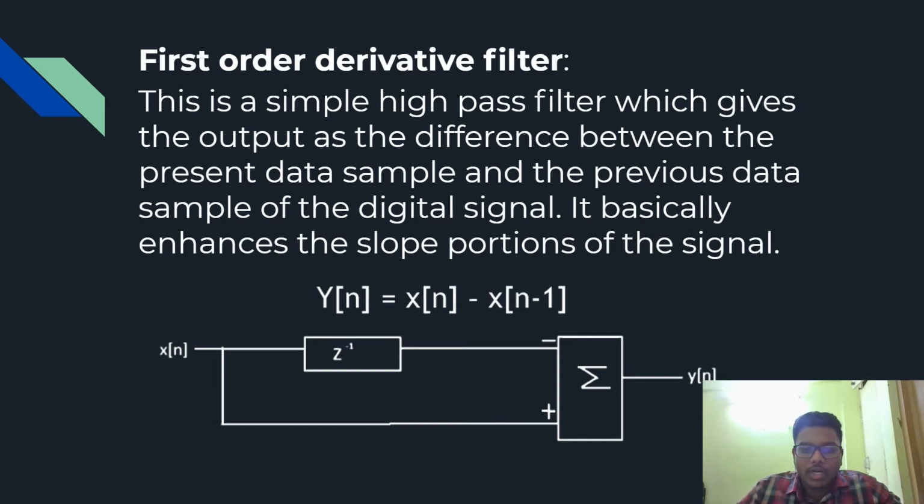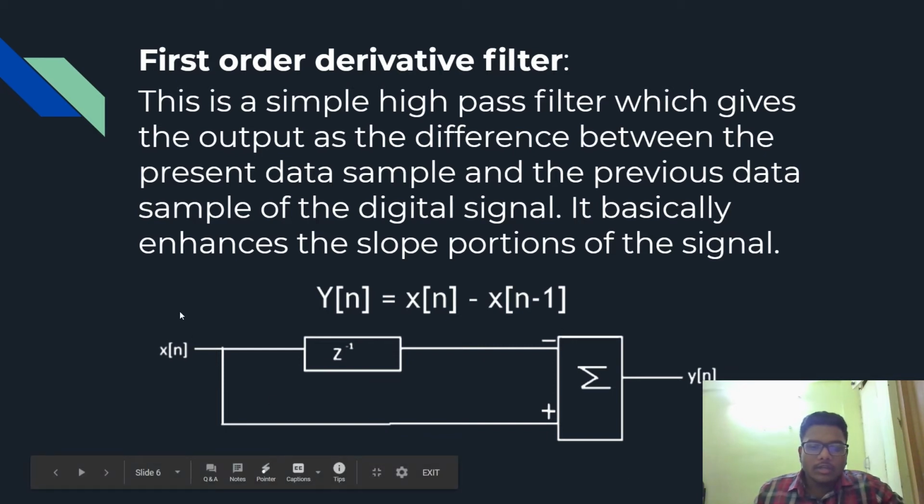From the equation, we can understand that y of n is equal to x of n minus x of n minus 1. So, at the instant n, x of n is the present value of the input signal and x of n minus 1 is the previous value of the input signal. So, we can understand that it is a causal system, and the below one is the flow diagram of the signal processor.